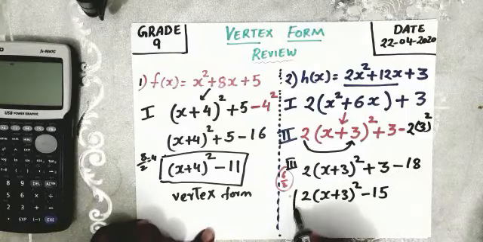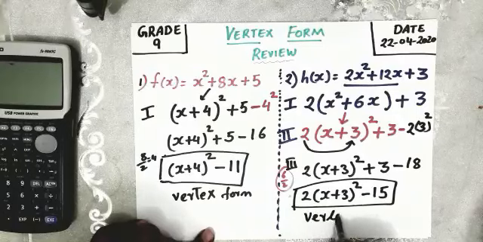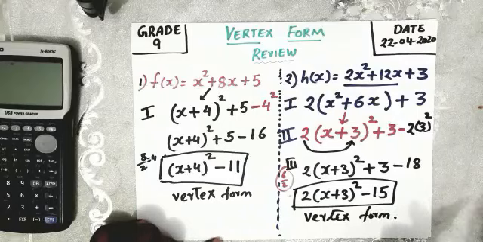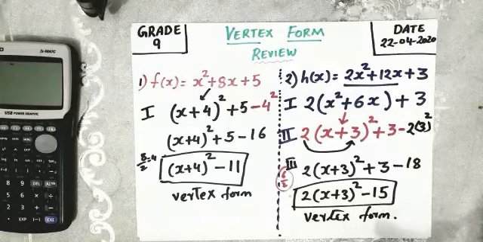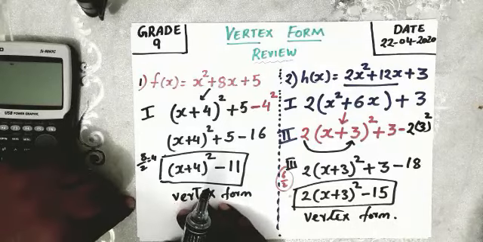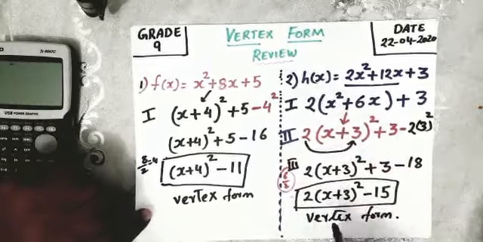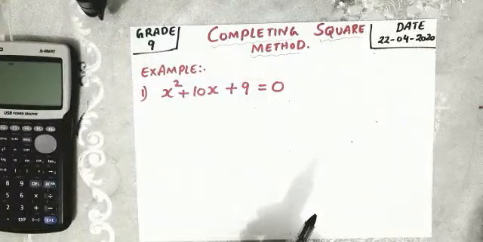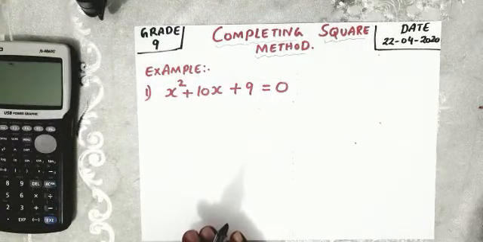So this type of arrangement is called your vertex form, and you have to be good in this vertex form. Okay, if you find it difficult, just try to see the video again and again until you get the concept. This is what we did in our last class, how to write it in a vertex form. And we are going to see a new method today. A new task today is to do a completing square method.